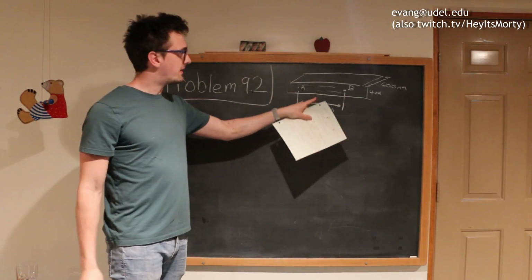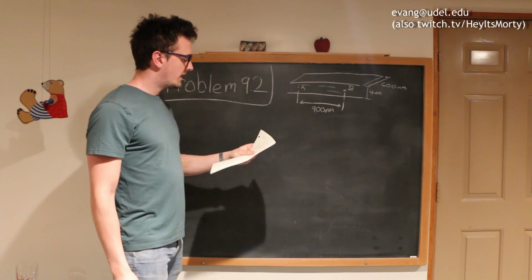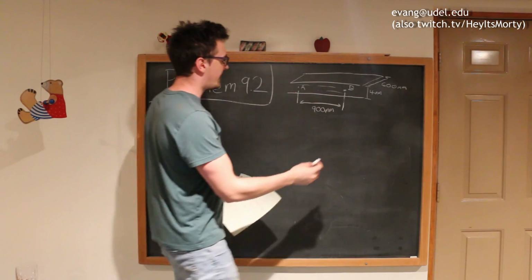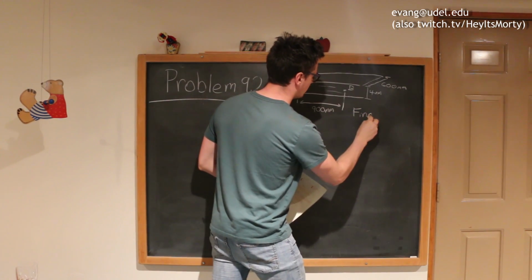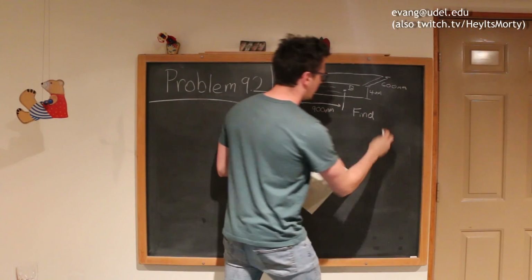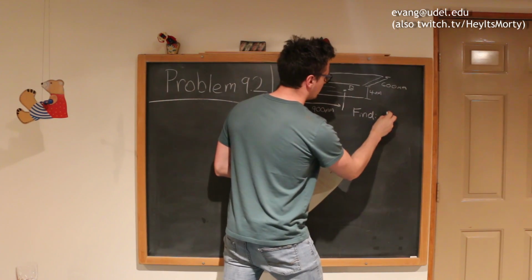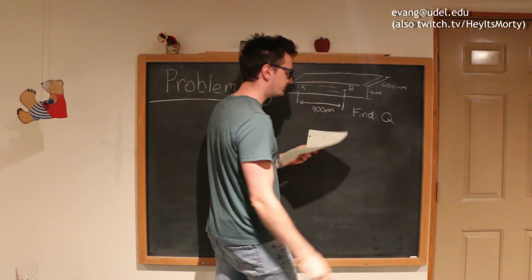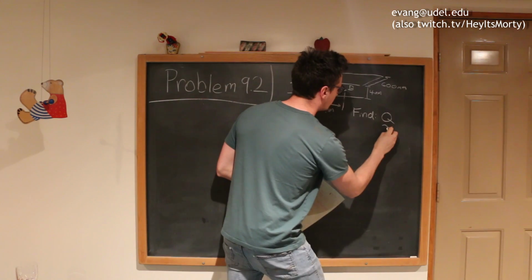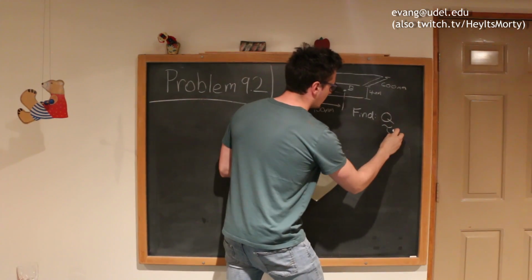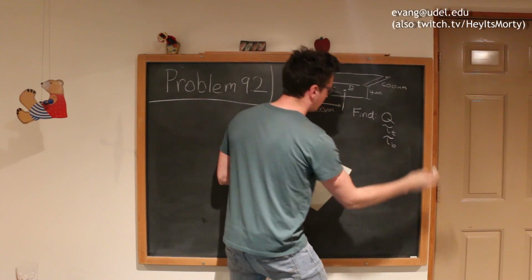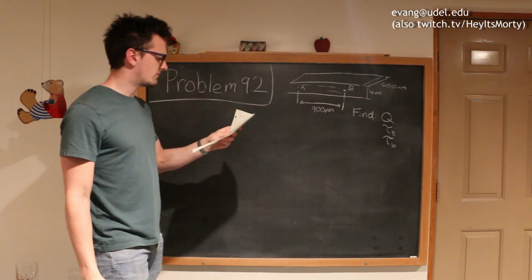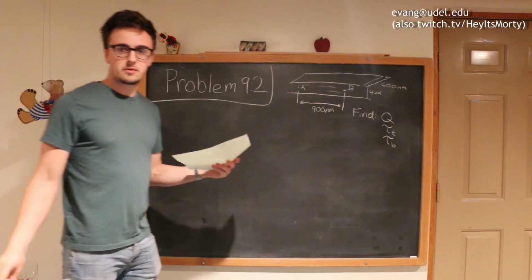So, we have our flow between two parallel plates, and we're tasked with finding the flow rate Q, the magnitude of the shear stress on the top plate, and the magnitude of the shear stress on the bottom plate.